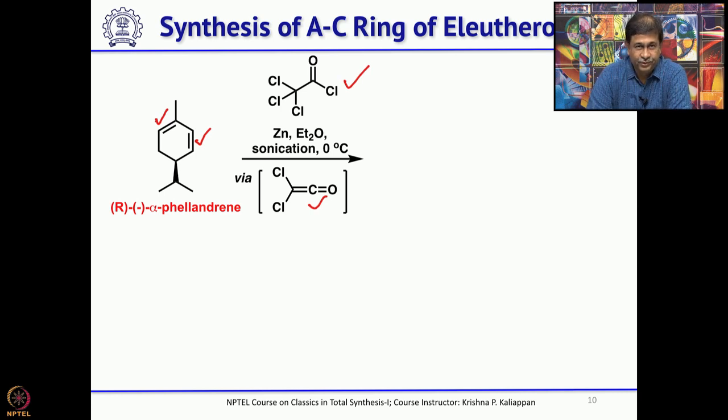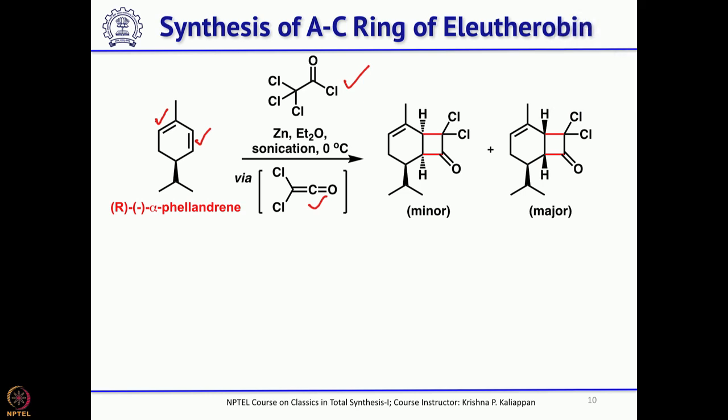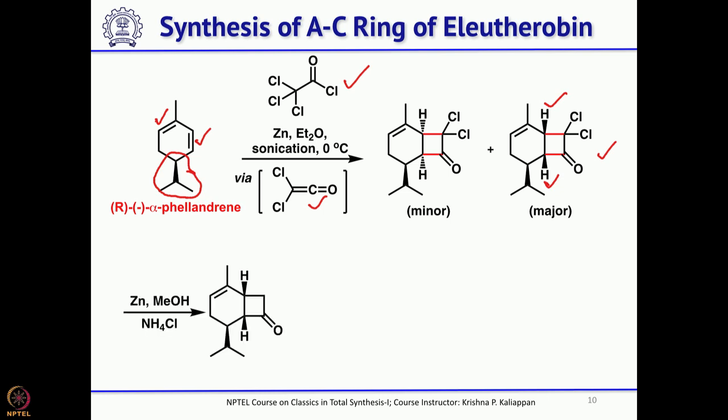So now once you do this reaction, what you get is a mixture of two isomers. Because of the presence of the bulky isopropyl group in the beta position, this dichloroketene will come only from the alpha side. So when it approaches from the alpha side, these two hydrogens will be beta. So this is the major product. Once you have this, the two chlorines can be easily exchanged with hydrogen by treatment with zinc in methanol. So zinc in methanol removes the two chlorines.